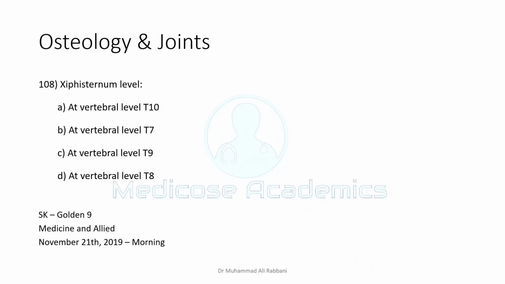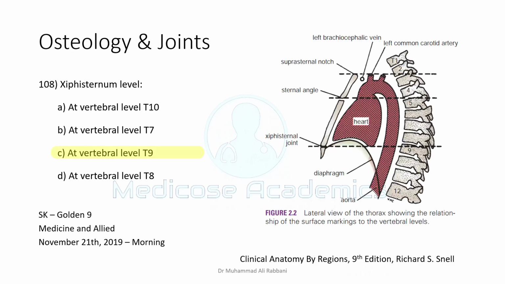Here's a question: Xiphisternum level is what? So its level is at the vertebral level T9, and here are the three levels that you must be very vigilant about. The uppermost margin of the sternum is at the level of T2, and the most commonly asked question is this one: the sternal angle, the angle of Louis, is at the level of the disc between T4 and T5, and the xiphisternal joint and xiphisternum itself is at the level of T9.